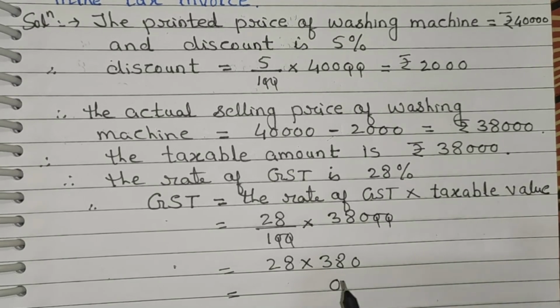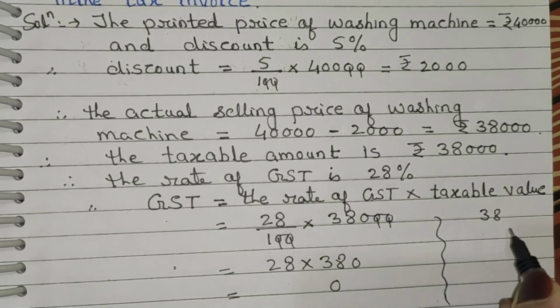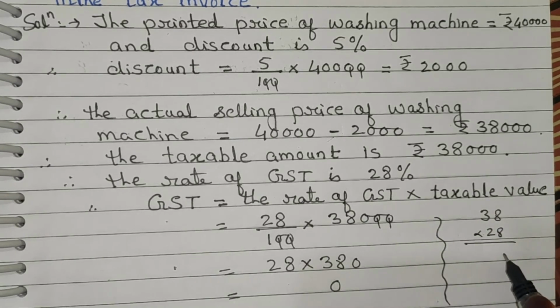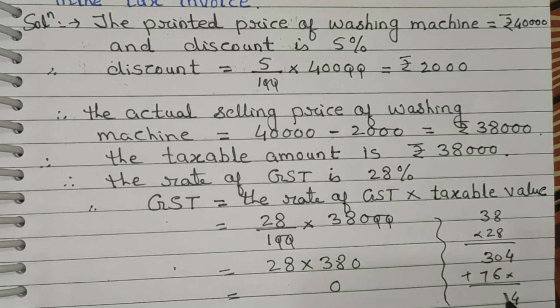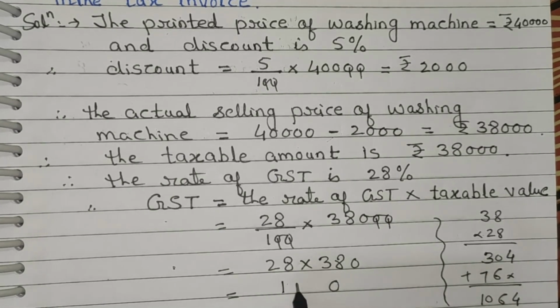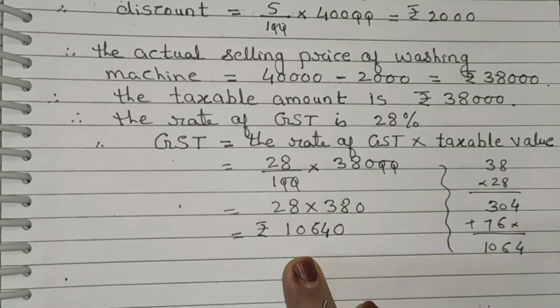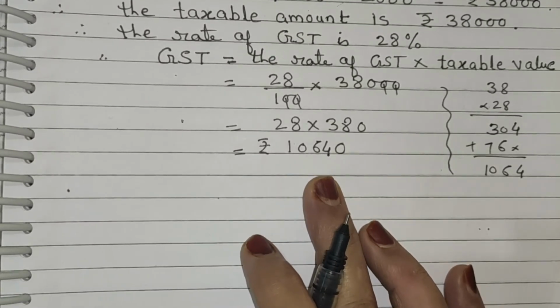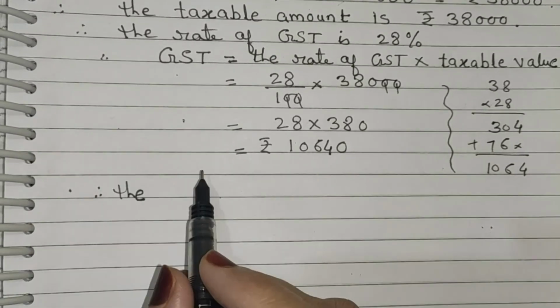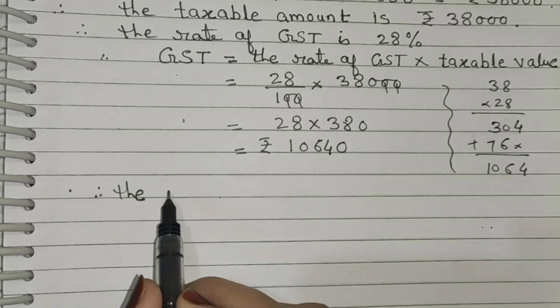Now 0 put aside. Now multiply 38 and 28. 8 8s are 64, 4 carry 6. 8 3s are 24 plus 6, 30. 2 8s are 16, 6 carry 1. 2 3s are 6 and 1, 7. Now add these two numbers. We get 4, 6 and 10. 10 and 64. It is the value of GST, which is equal to 10,640.